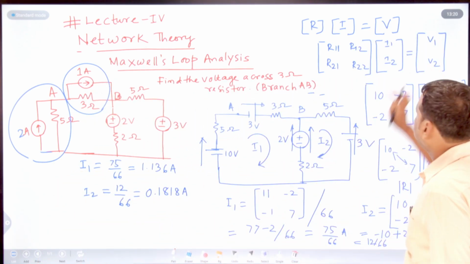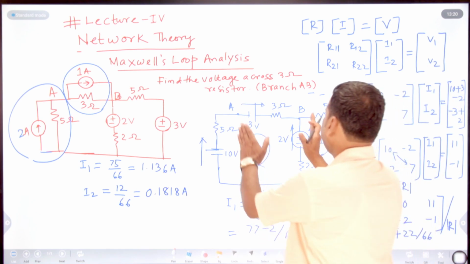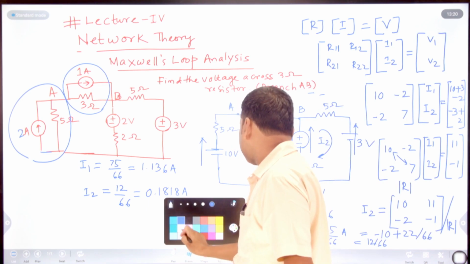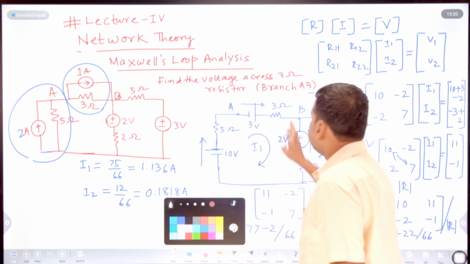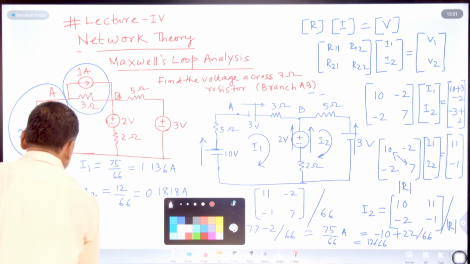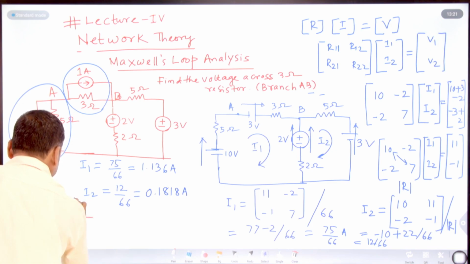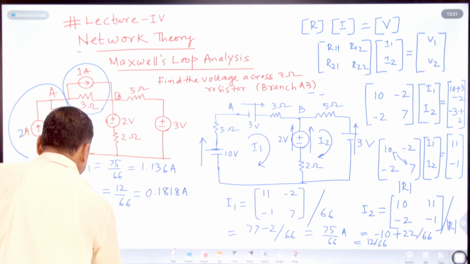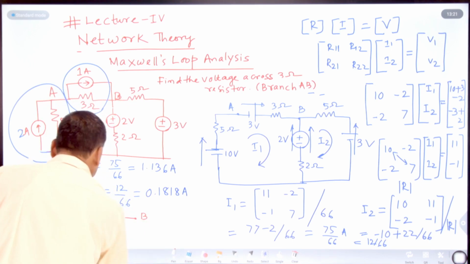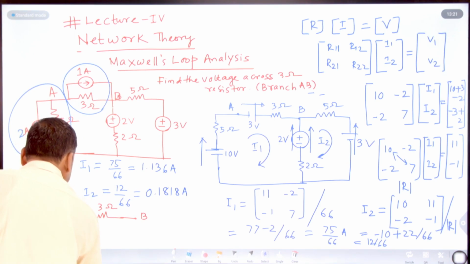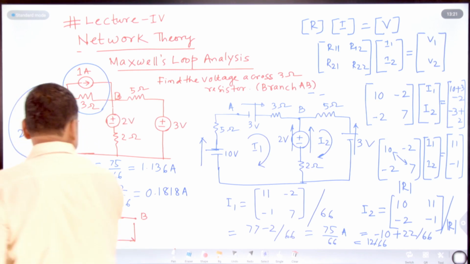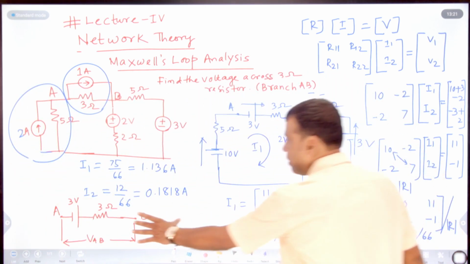After getting I1 and I2, you have to find out this branch voltage across AB. How will you calculate the voltage across AB? Remember, the voltage across AB means this 3 volt, this 3 ohm, and this point is B and this point is A. That means we will calculate VAB, the voltage across AB.